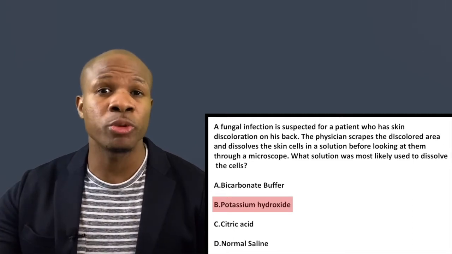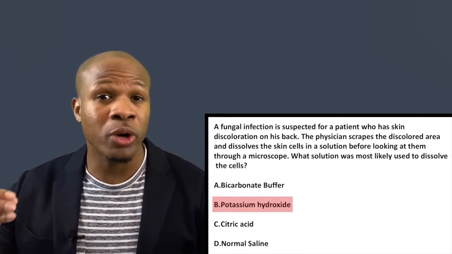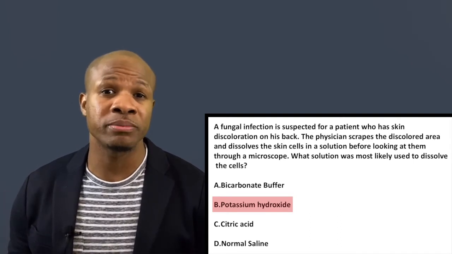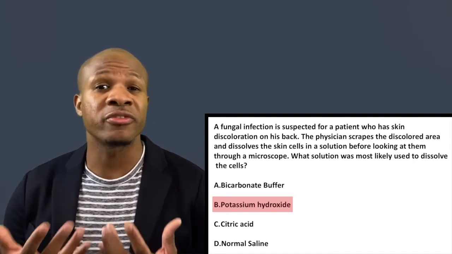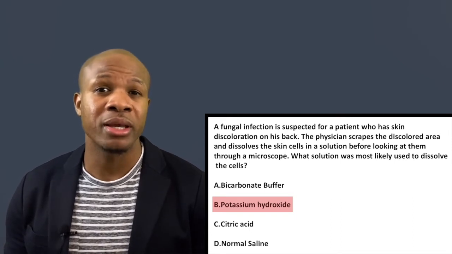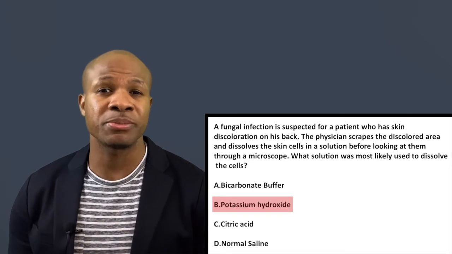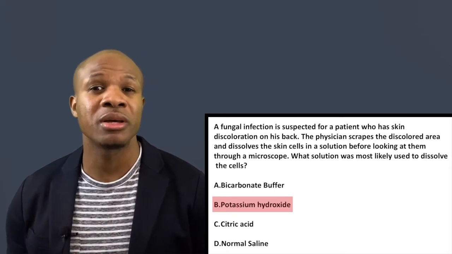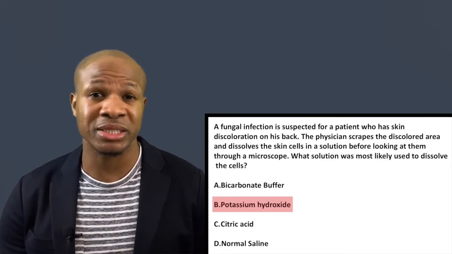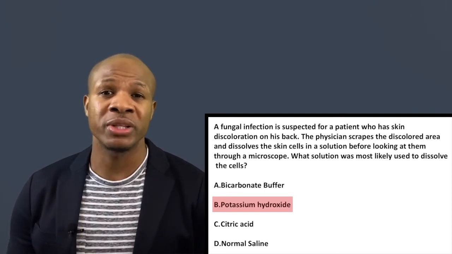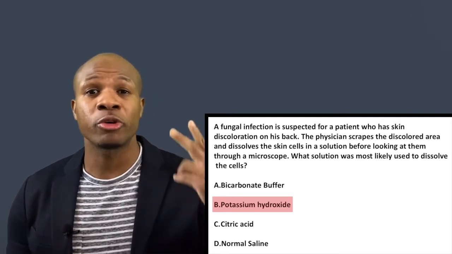Some skin cells will be taken off the patient's back, as well as some fungal cells. And the potassium hydroxide is such a harsh solution that it's going to kill the skin cells. The fungal cells tend to be more resilient and are able to survive in a very basic environment. So that is why potassium hydroxide will be the solution of choice when it comes to this type of diagnostic test. Okay, so the correct answer to this question is potassium hydroxide. Hopefully that makes sense. All right, let's go on to question number 2.